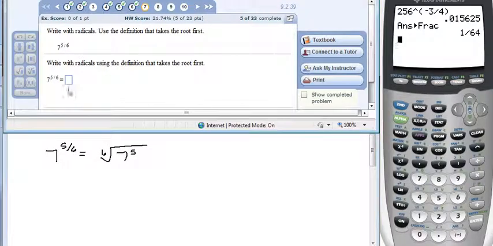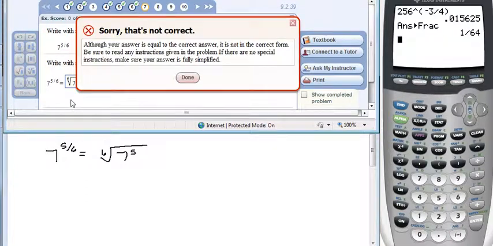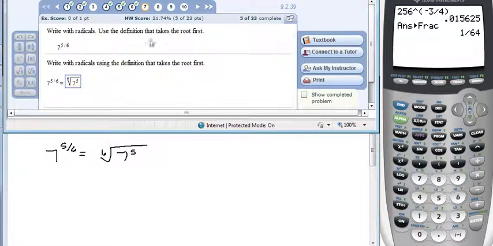Now, why is that wrong? Let's see if it'll take it. So we have 7 raised to the 5th power, and it's not going to like it. It's not in the correct form. Well, that's because of these goofy directions. It says use the definition that takes the root first. Well, if I was looking at this, the way it's written here, I would take the power first and then take the root. But it wants it the other way around.